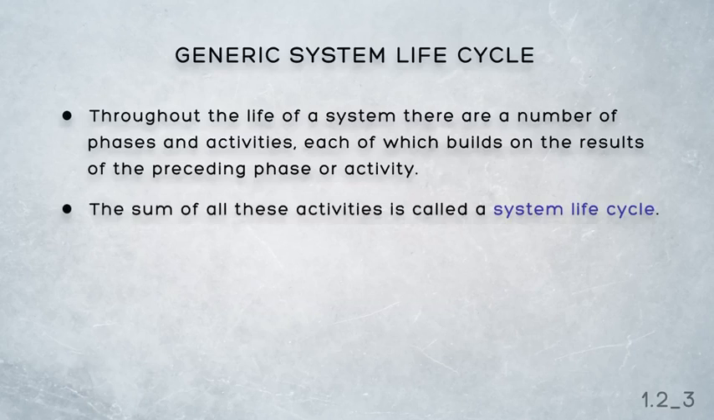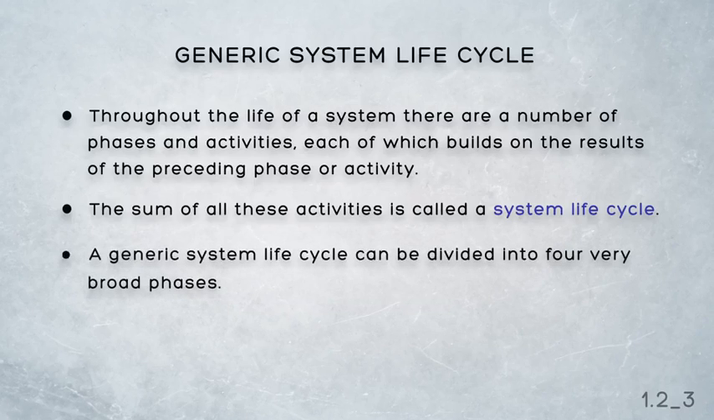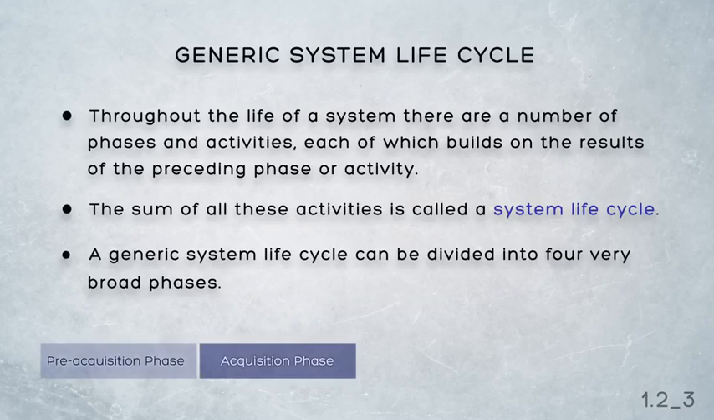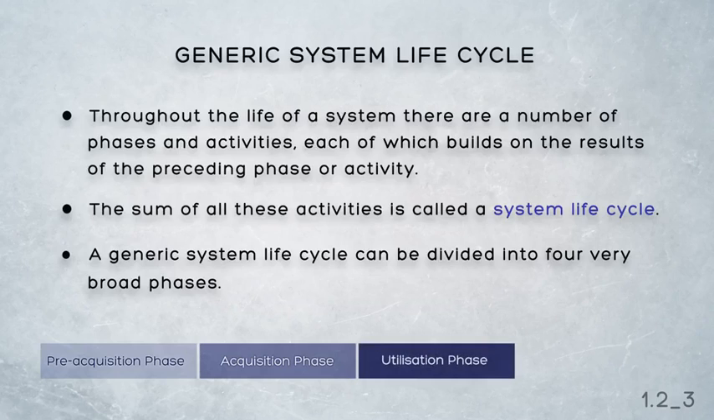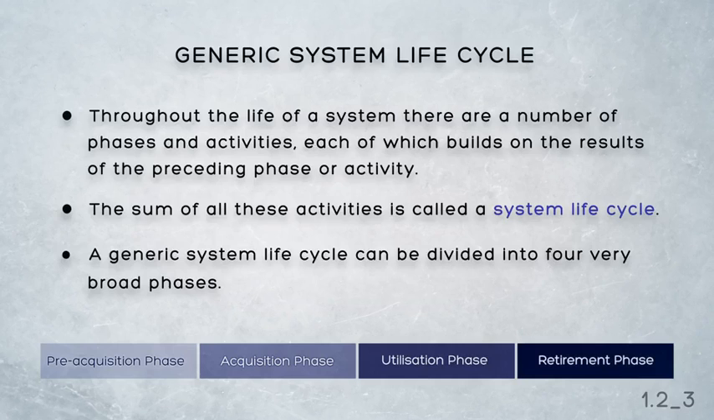Now, the sum of all these phases and activities is called a system life cycle, which can be described in a model that has 4 very broad phases. It starts with the conceptualization of the business needs for the system in the pre-acquisition phase. The system is then fine-tuned and formalized and is realized in the acquisition phase. It's then used and evolved in the utilization phase, and is finally disposed of in the retirement phase. Let's look at each of those phases in a little bit more detail.